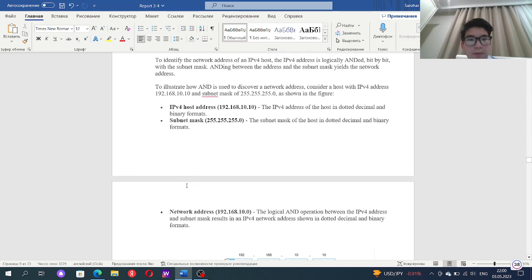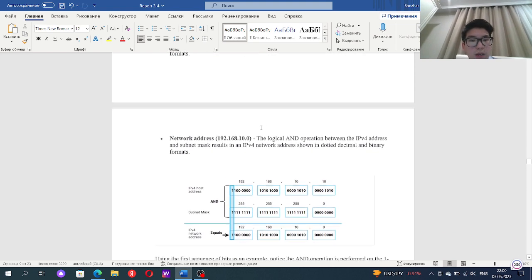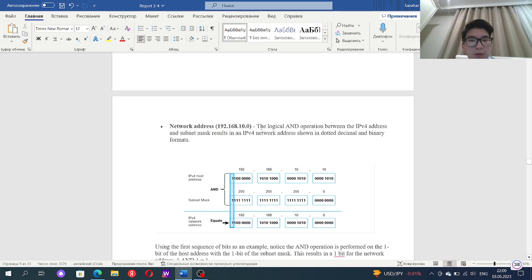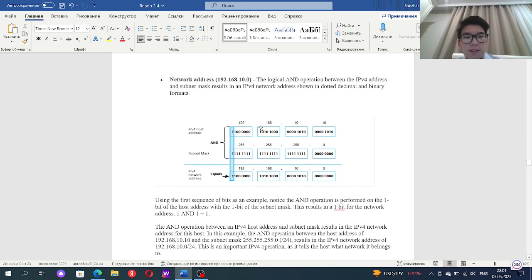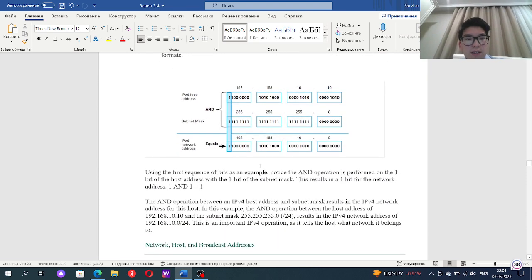Here you can see the IPv4 host address. The IPv4 address of the host is shown in dotted decimal and binary formats, and the subnet mask of the host is also denoted in decimal and binary formats. For the network address, the logical AND operation between the IPv4 address and subnet mask results in an IPv4 network address, shown in dotted decimal and binary formats. As you can see, here are the decimal and binary formats.